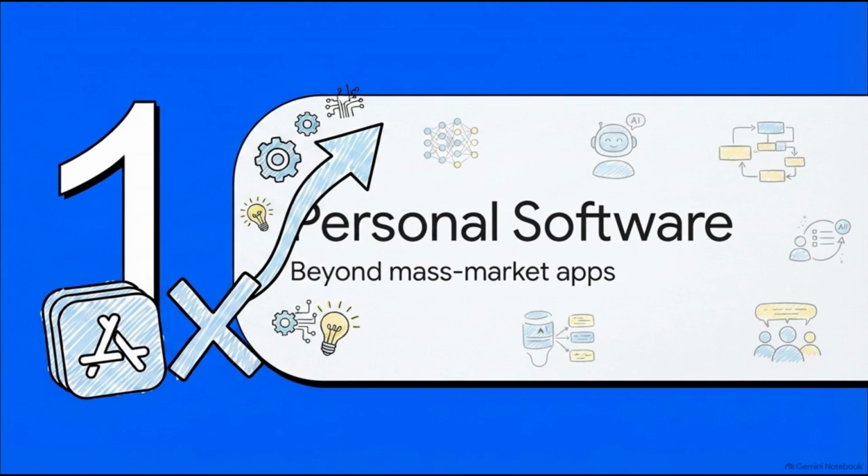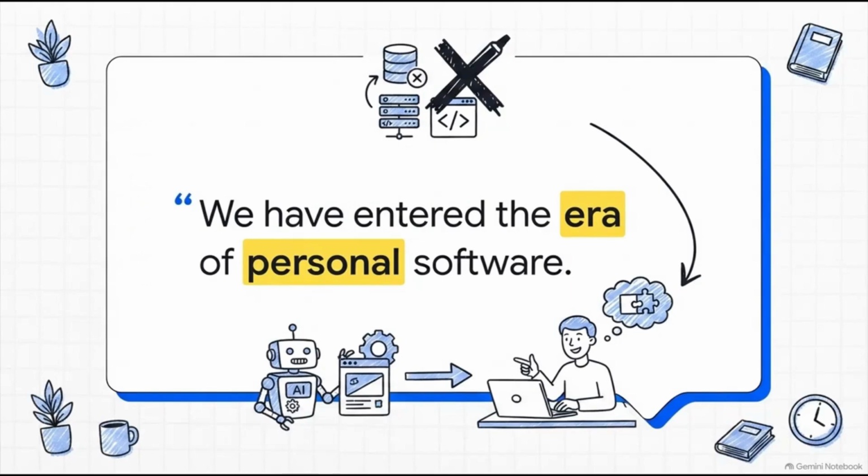Section 1. The era of personal software. Moving beyond mass-market apps. For the longest time, if you had a problem, you just had to cross your fingers and hope some big tech company built a generic app for it. But that whole paradigm, it is completely shifting. Our source hits the nail on the head here, stating, "We've entered the era of personal software." And the core idea here is just profoundly empowering.